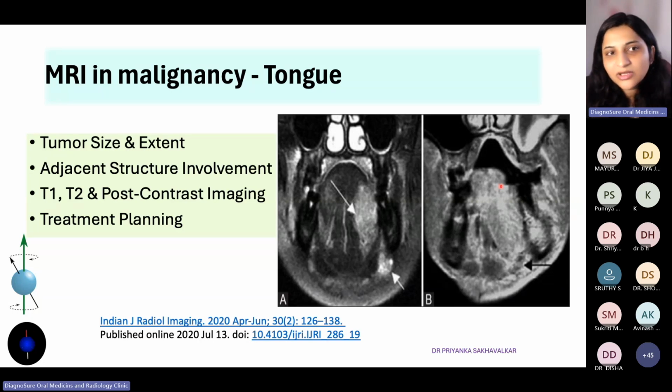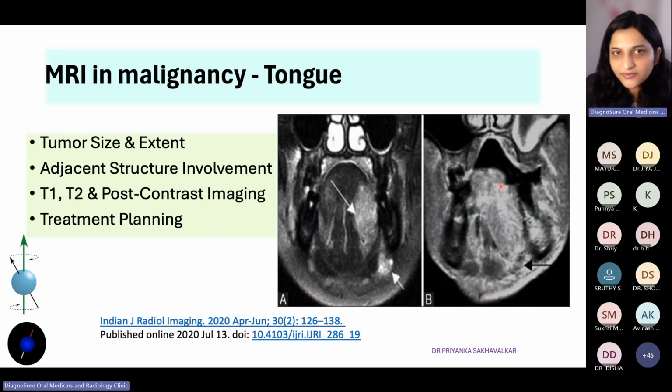But whenever you advise MRI for a tongue malignancy, make sure that you advise it before you take a biopsy. Because many times when we take a biopsy, there is a local area of inflammation and it reduces the quality of the image, or whatever we want to see in MRI.